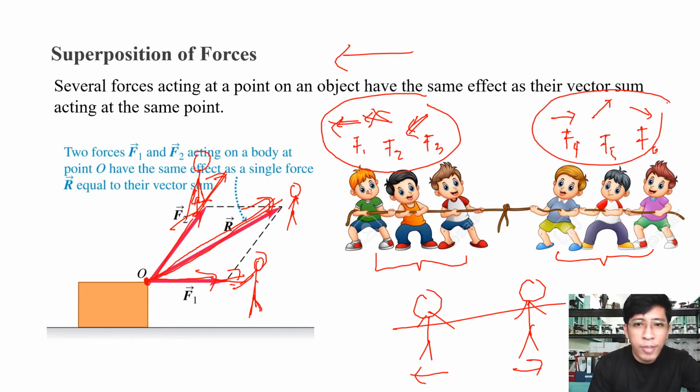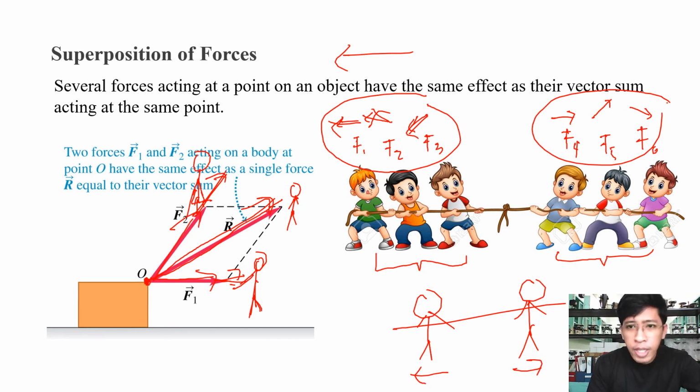So we sum this one. We sum your 3 forces to the left, and you also sum your 3 forces to the right. These 6 forces, if you sum them, are actually equivalent to having one man, let's say, pulling the rope.